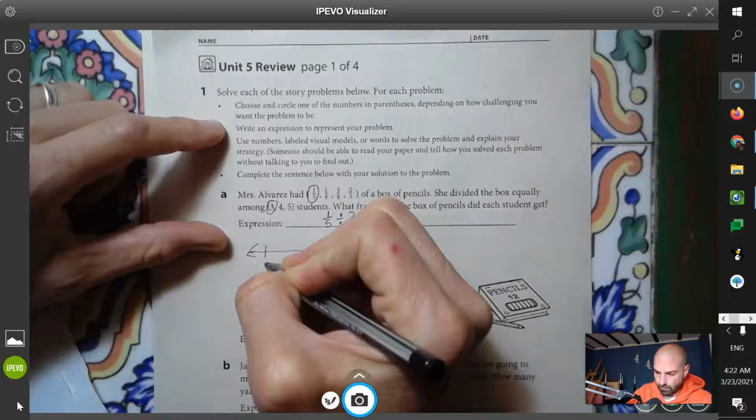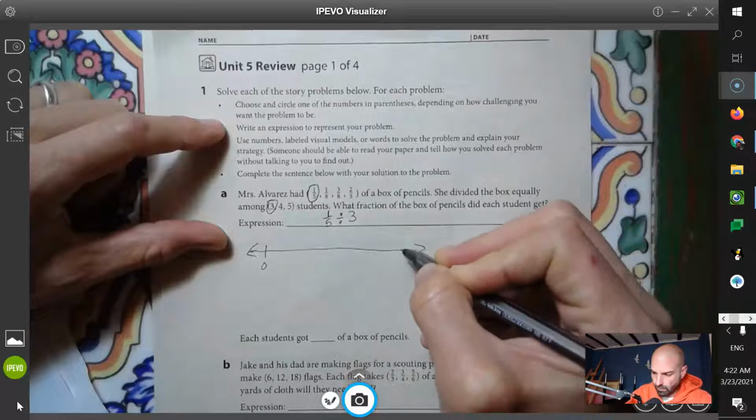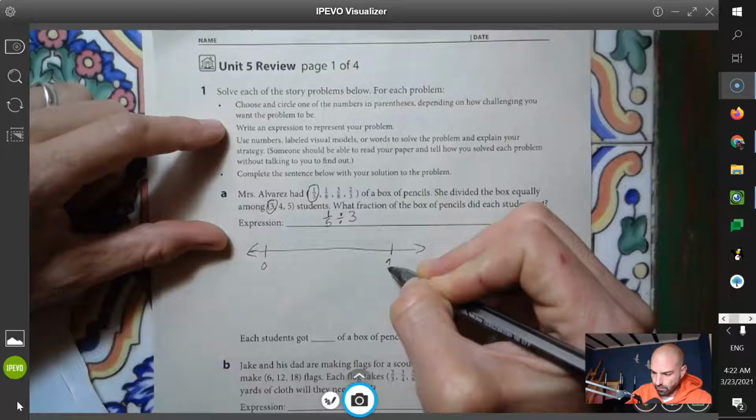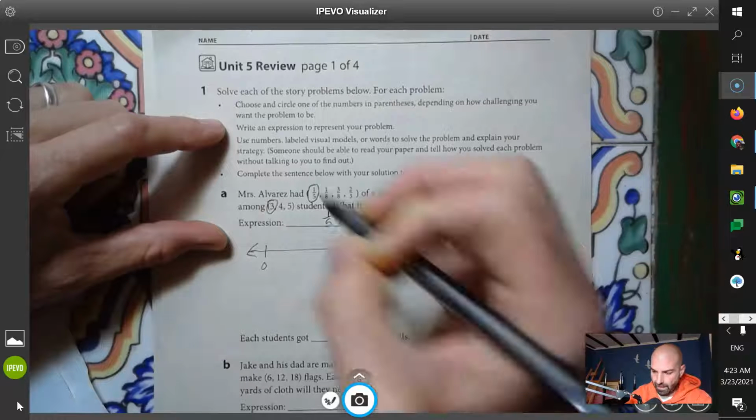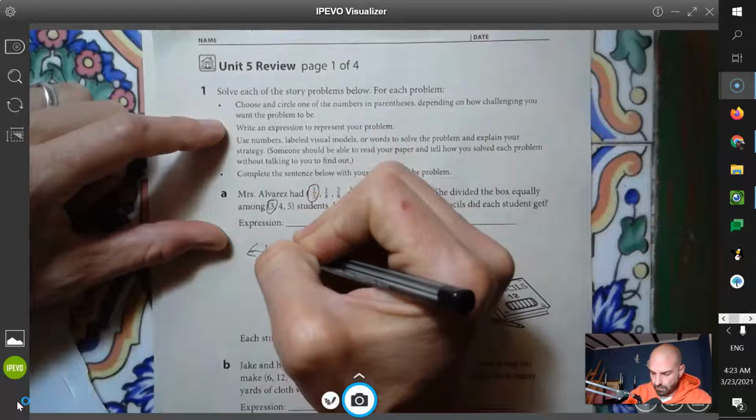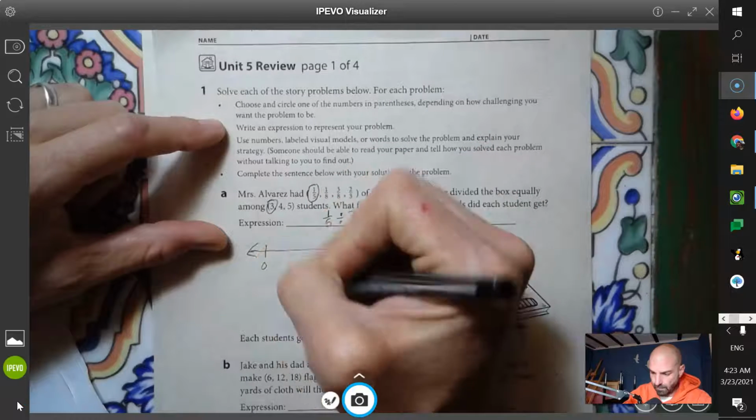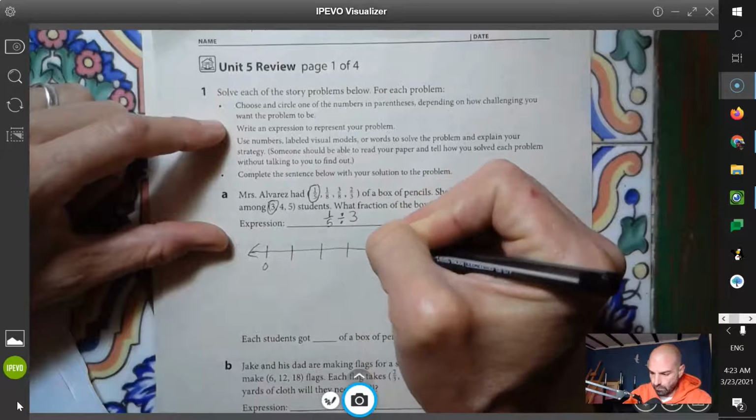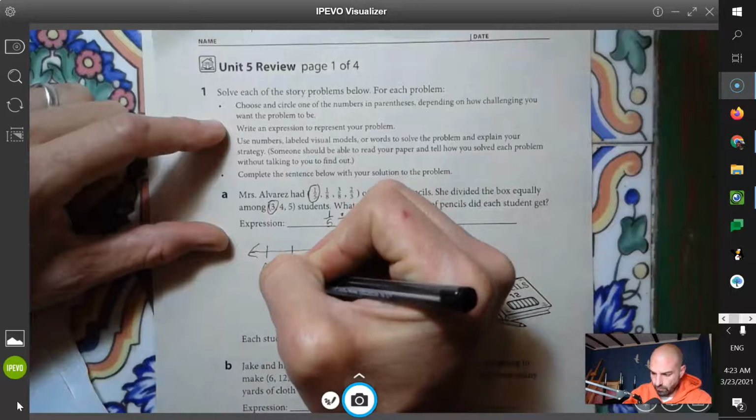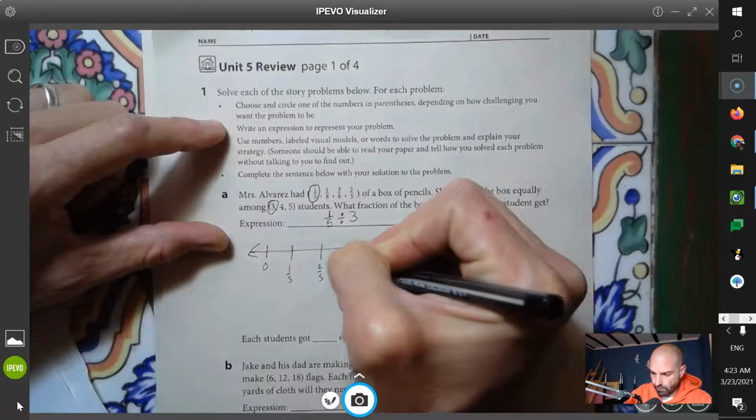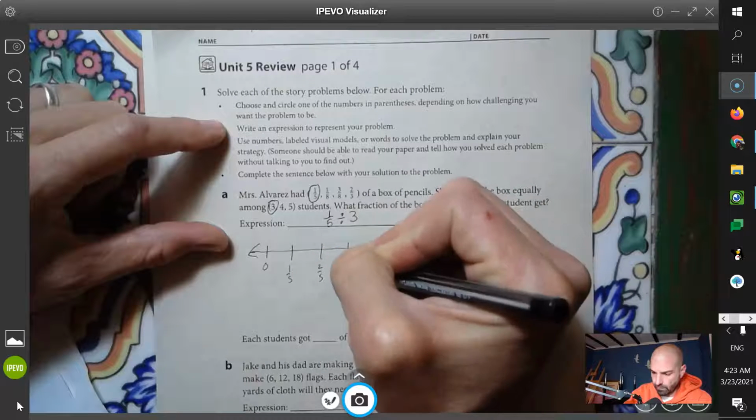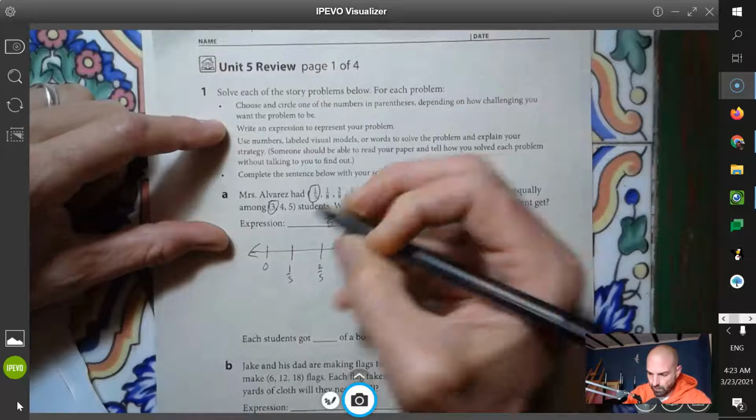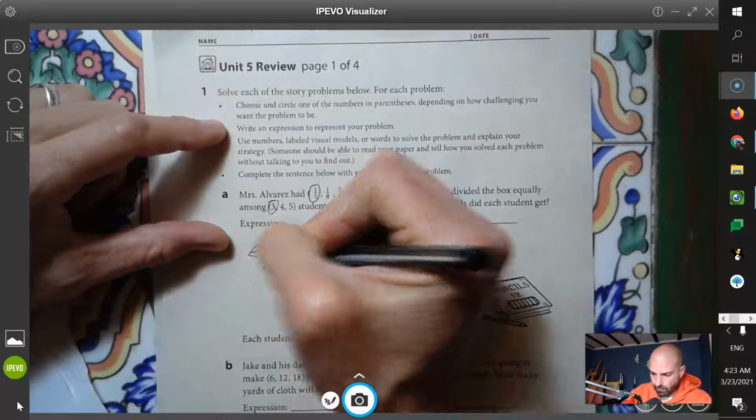We have 0. We have 1. Remember, that's our whole box. And then we would split that into fifths. So that would be 4 lines: 1, 2, 3, 4. I have 1/5, 2/5, 3/5, 4/5, and 5/5 here. And then I'm going to divide this by 3.